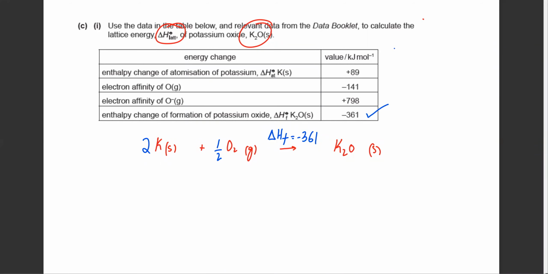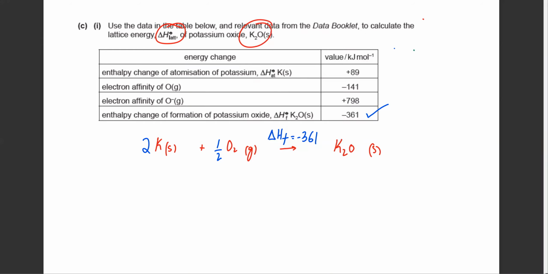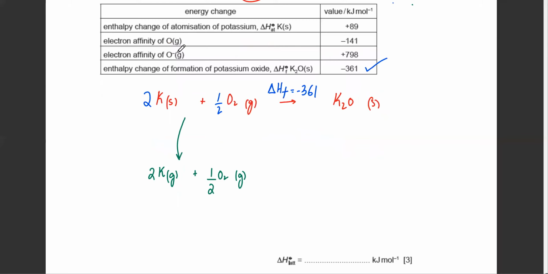Yes, sir. Now we're going to figure out the other route, where you atomize potassium. That gives you 2 potassium gaseous atoms, and you keep half O2 as gas as it is. So that's one step. What is the enthalpy change of atomization of potassium? That's provided over here, given as plus 89. So that's plus 89 times 2. That's the enthalpy of atomization. You have to be very careful about the moles of substances.